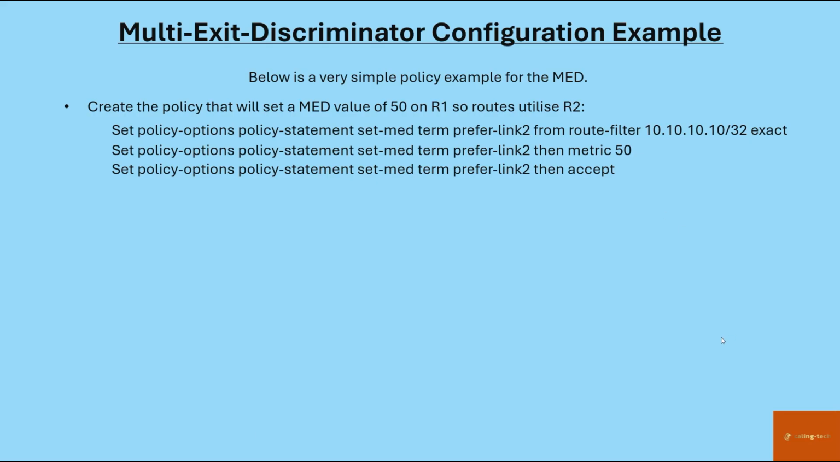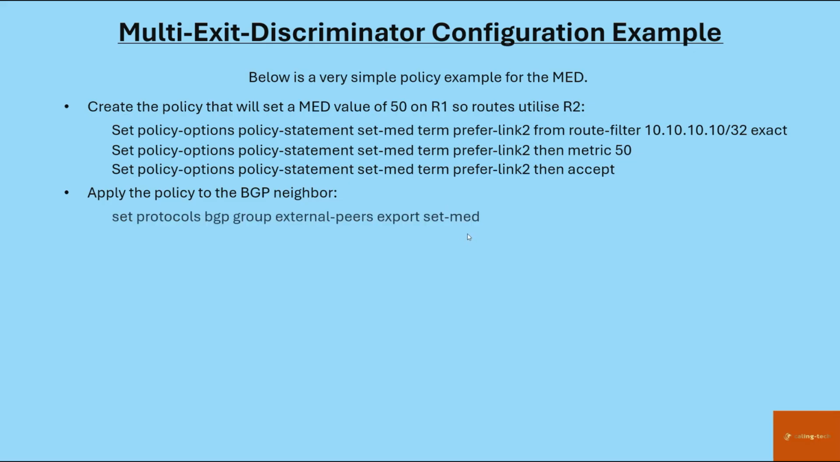Okay, so what we're going to do now is in the secondary point, we apply the policy to the BGP neighbor. Okay, but we want to apply this policy within the router 1 BGP group. And the reason being is what we're basically saying here is we want the metric to be 50 for this particular route on router 1.